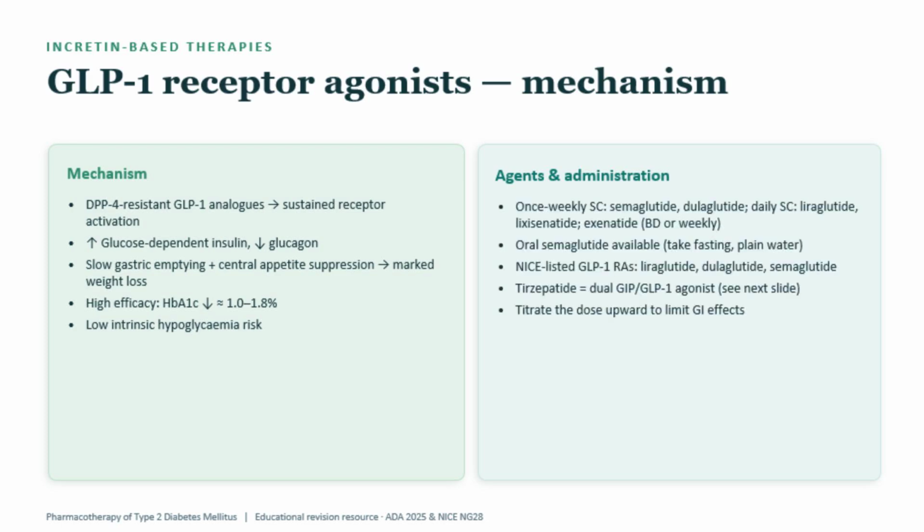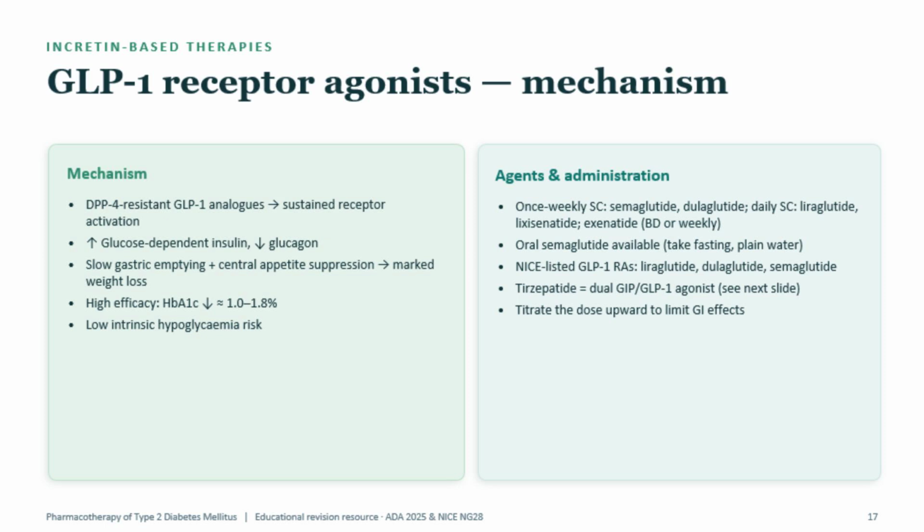Now the heavy hitters, the GLP-1 receptor agonists. These are DPP-4 resistant analogs, so instead of a flicker of incretin, you get sustained, powerful receptor activation. That means strong glucose lowering, 1 to nearly 2%, plus serious weight loss and low hypo risk. This is a lot of clinical value in one injection.